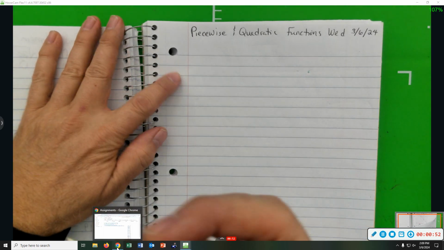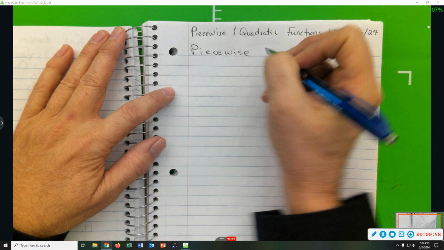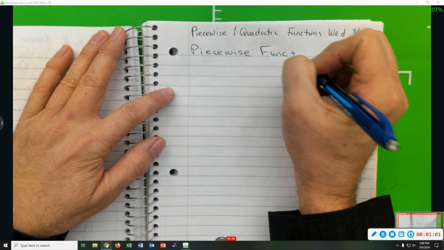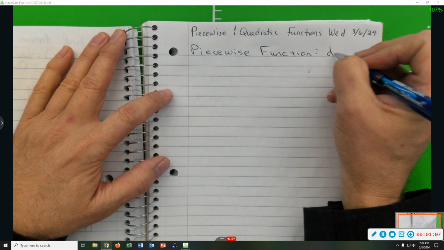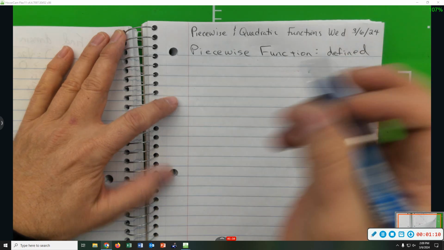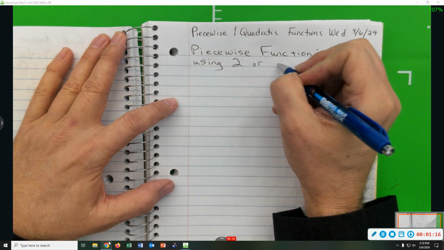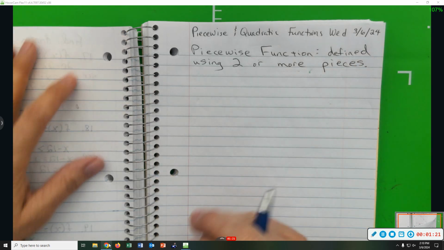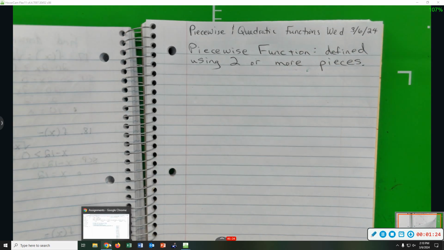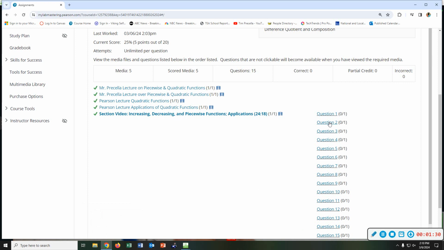We'll look first of all at piecewise functions. Based on the name, those are functions that are broken up into pieces, and you'll see what we mean by that. I'm going to say that a piecewise function is defined using two or more pieces. We're going to do two things with piecewise functions. We're going to evaluate them, and we're going to graph them. Evaluating them is pretty straightforward.